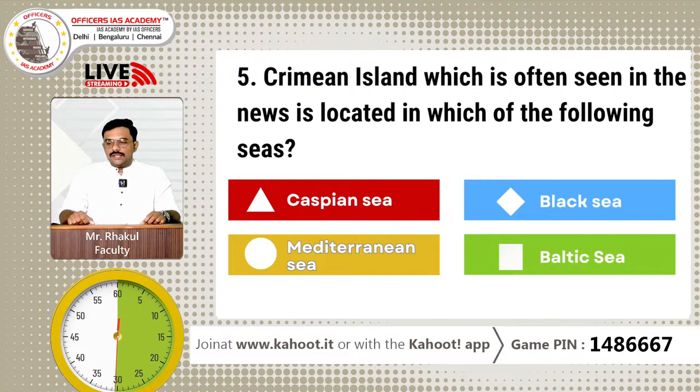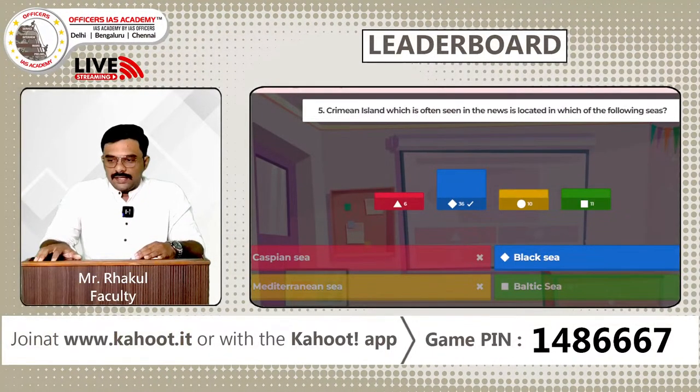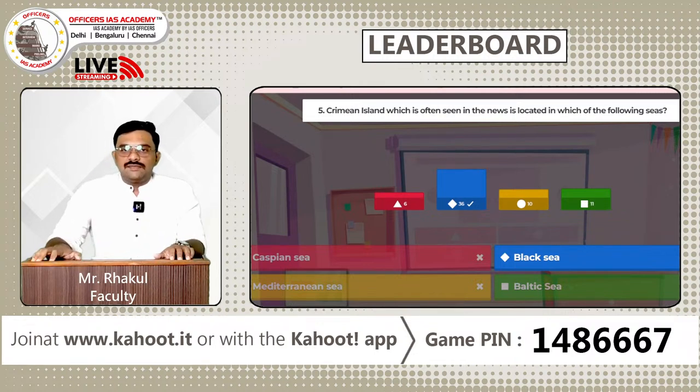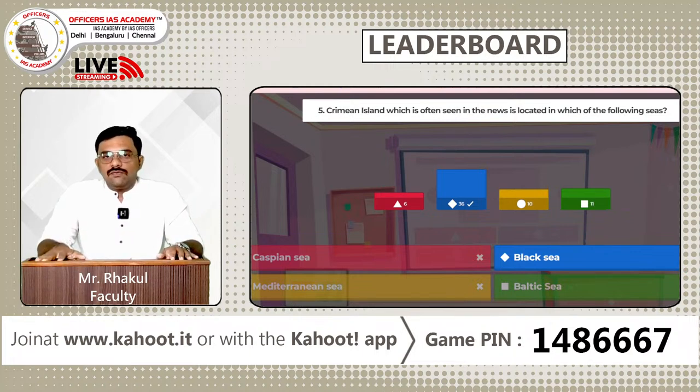2, 1, 0. Time's up. The correct answer here is Black Sea. Crimean Island is in the Black Sea. It was part of Ukraine. Now it has been annexed by Russia. It is separated from Russia through a strait called Kerch Strait, Strait of Kerch. So it has been a scene of war since 2014, Crimean War. There is an issue between Russia and Ukraine over the particular island. It has been completely annexed by Russia from 2014.